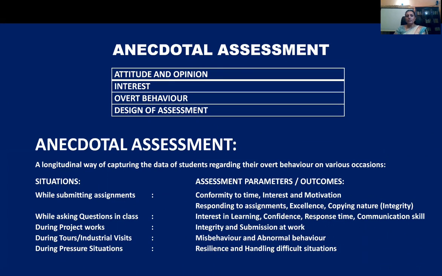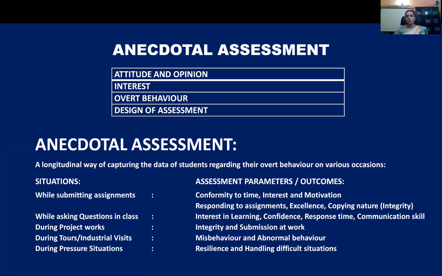Anecdotal assessment records the data of students regarding their attitude, opinion, interest to learn, their overt behavior on various occasions, both planned and unplanned. For example, consider the situation where the students are asked to submit an assignment. While assessing the conformity to the submission time, the students are being evaluated on their interest and motivation to learn, integrity, excellence, and how fast they respond.